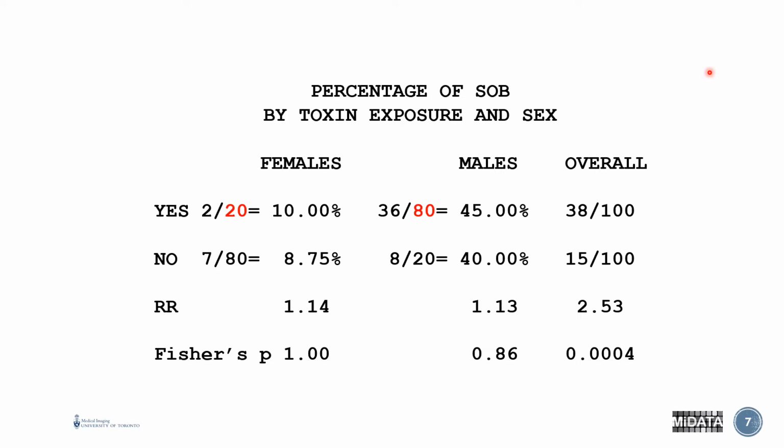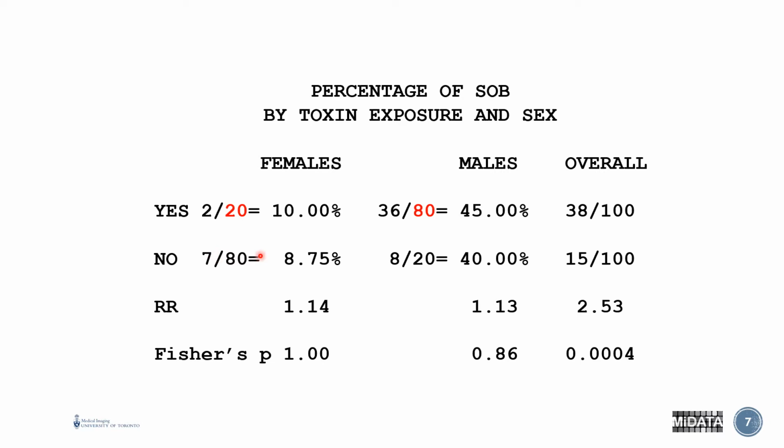So let's have a look at the percentage of SOB by toxin exposure and sex. Here you have females, here you have males. You have 2 out of 20, so 10% of females, 36 out of 80, so 45% males, right? Overall, when you combine them, it's 38 out of 100.